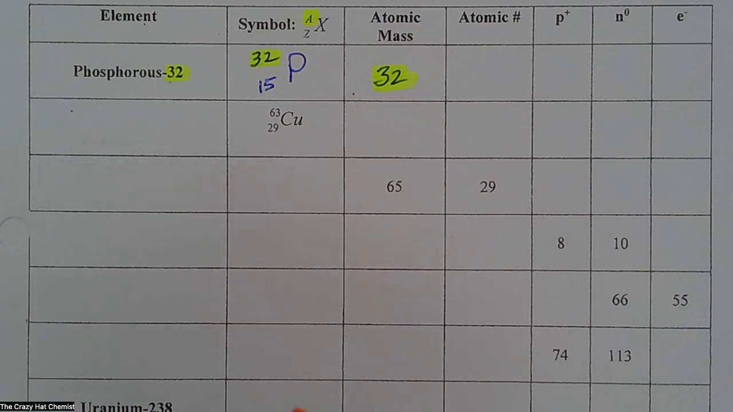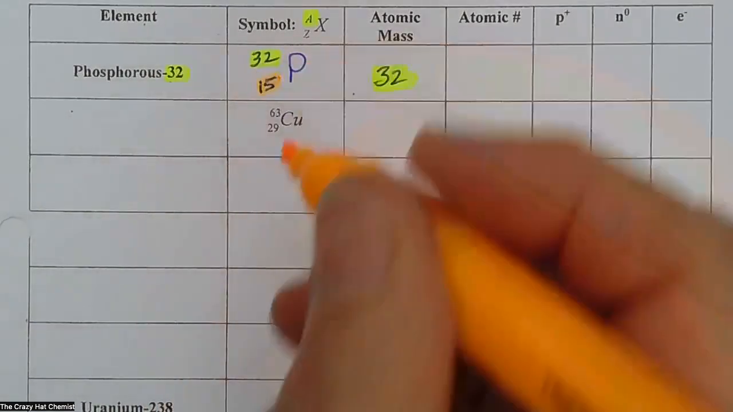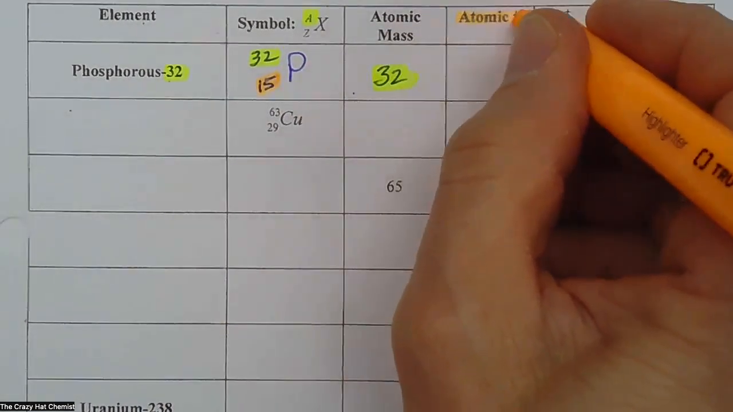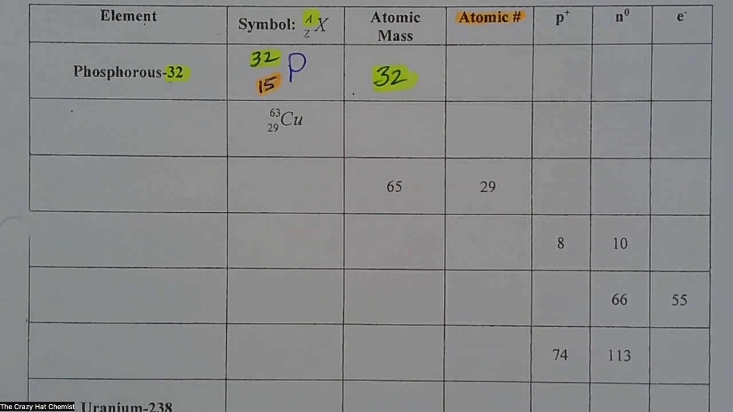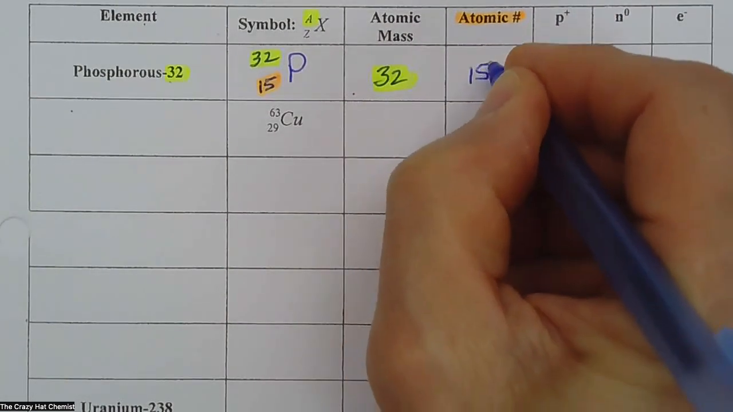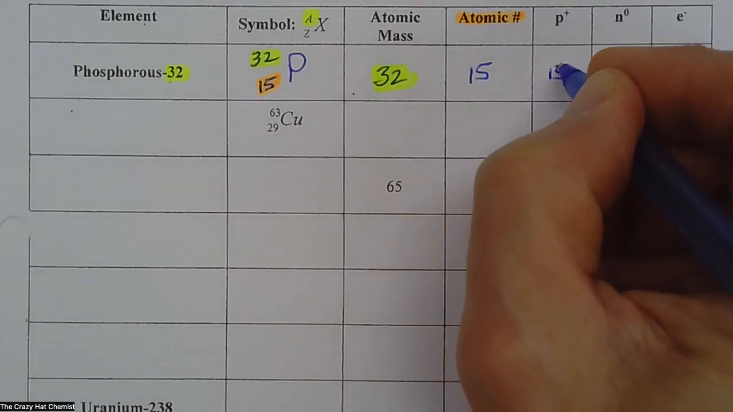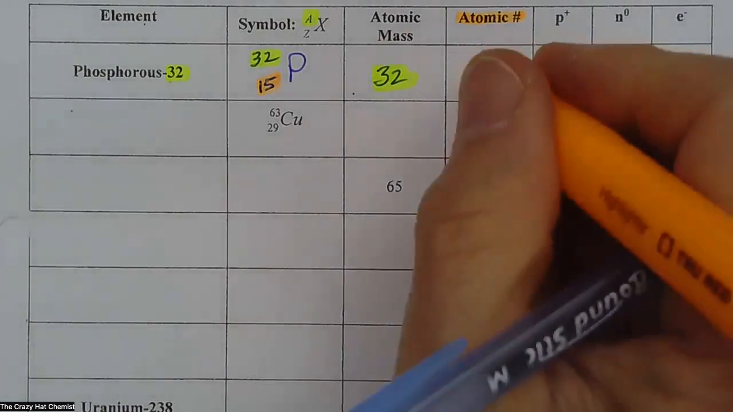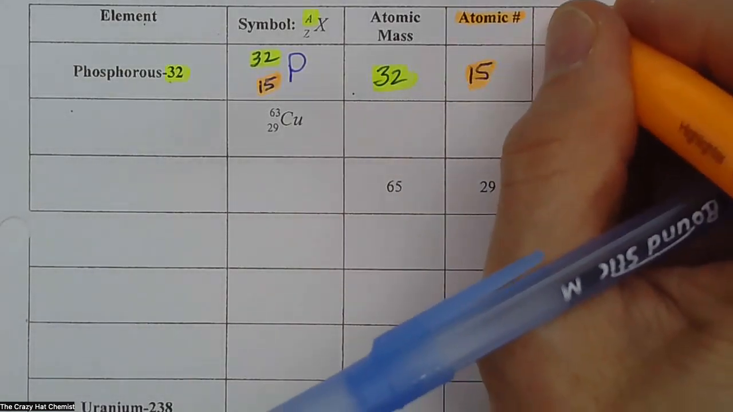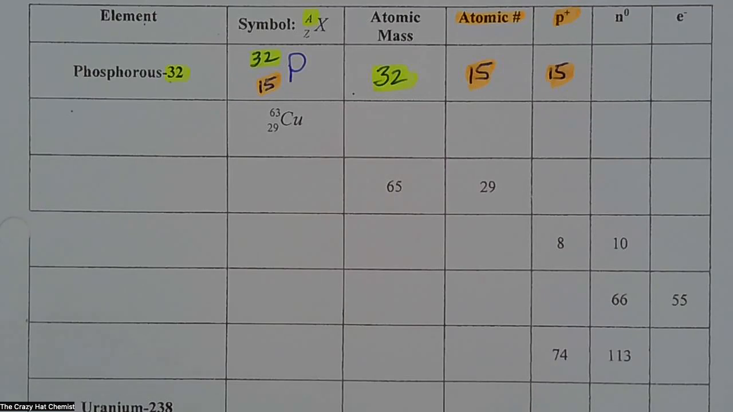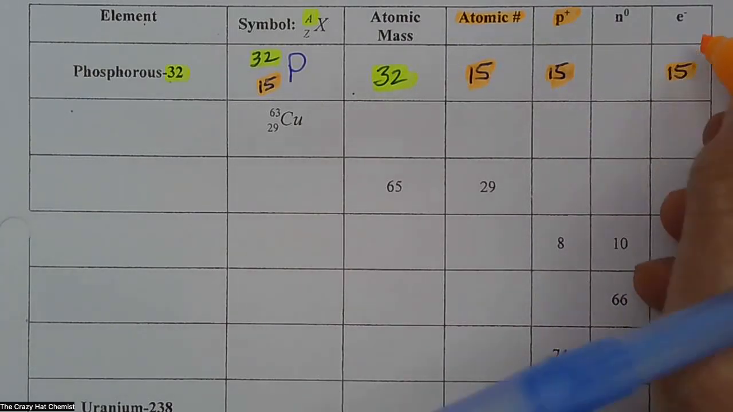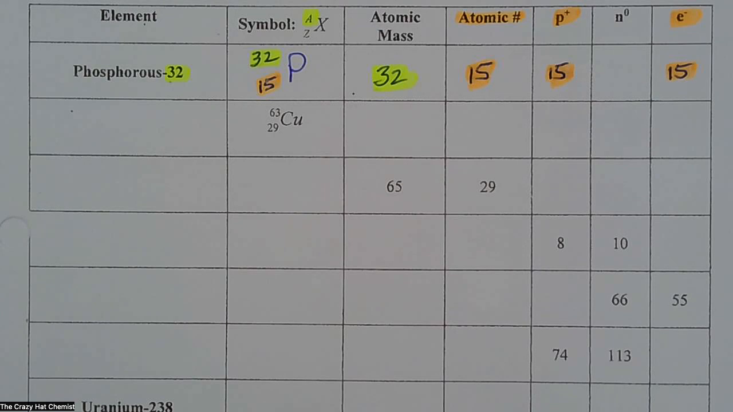And then this number 15 here is called the atomic number. That is the atomic number. And what is the atomic number equal to? It's actually equal to the number of protons. So the atomic number and the number of protons are exactly the same. Furthermore, if it's a neutral atom, and this is of course a neutral atom, then the number of electrons is equal to the number of protons. So there's how we get that right there.